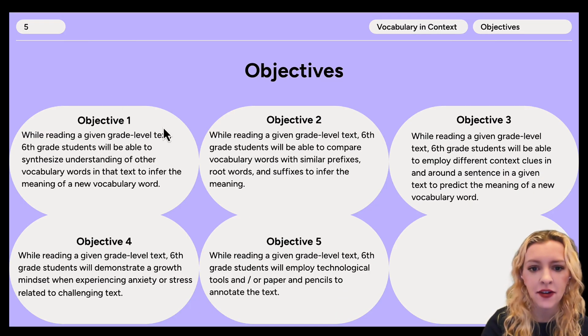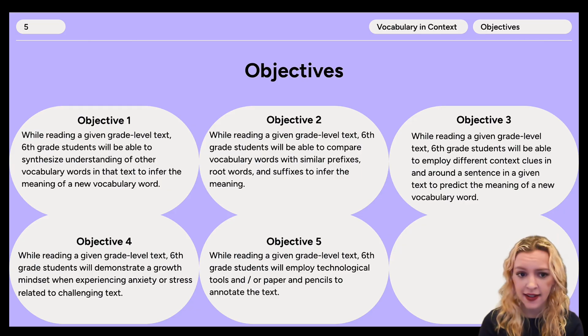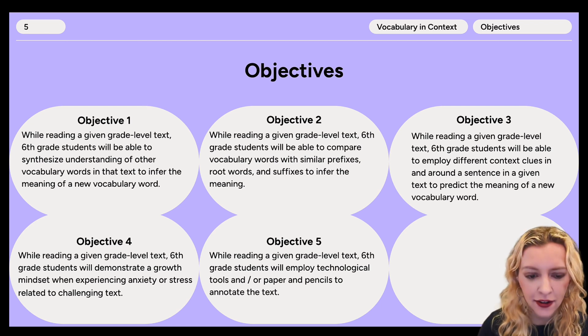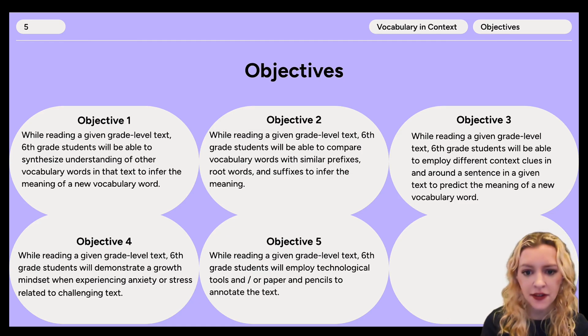The objectives for this unit, and there are 5, and I did keep all 5 because I think I was able to integrate all of them in the projects together. The first 3 are about conceptual knowledge. Objective 4 is about a growth mindset, so kind of integrating SEL with this unit.